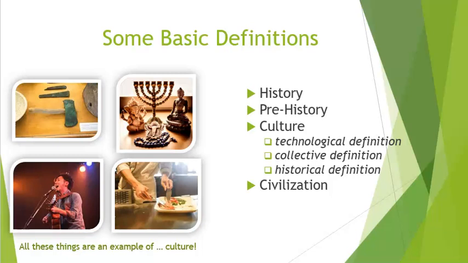As your textbook puts it, it is the use of tools and or weapons to extend human control over nature and make our environment conform to our purposes. In other words, culture can be everything from a stone axe to an iron or steel plow to a Ford F-150. Second, culture has a collective definition.